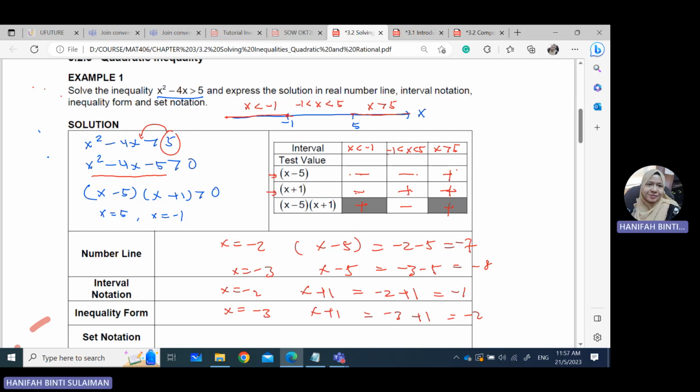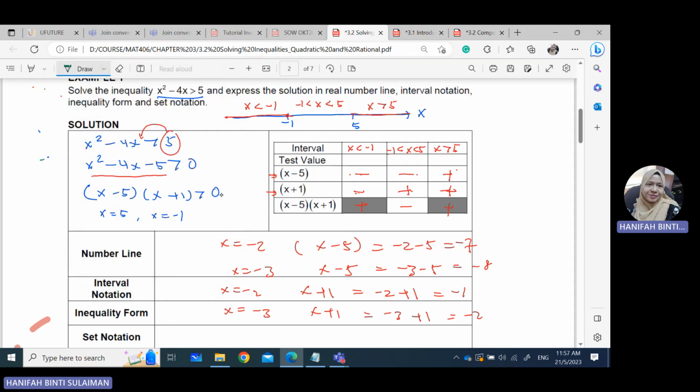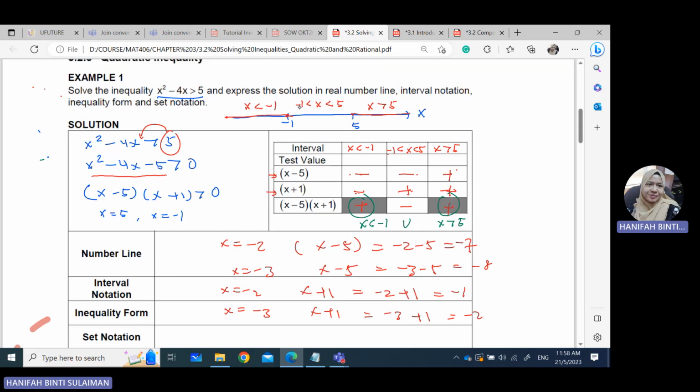Untuk kes ni kita ambil yang positif saja. Kita ambil yang bawah ni. So maknanya interval for x is based on this one lah. So maknanya x is less than negative 1, x is greater than 5. So kita union. Kita tak guna intersection sebab dia union, sebab dekat tengah-tengah ni bukan nilai x. Nilai x less than negative 1, this area, and x is greater than 5. So macam ni kita dapat based on this experiment lah.